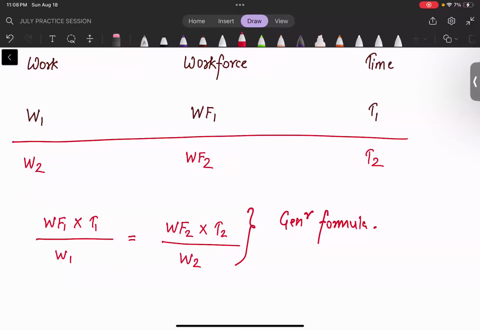Until now, is anything doubtful? Two situations, so two sets of values: W1, WF1, T1, W2, WF2, and T2. How are they related? This formula is the way they are related. Where is this formula applicable? Anywhere it is applicable. But where will we apply it? Not everywhere. One more approach we will see later, not right now.